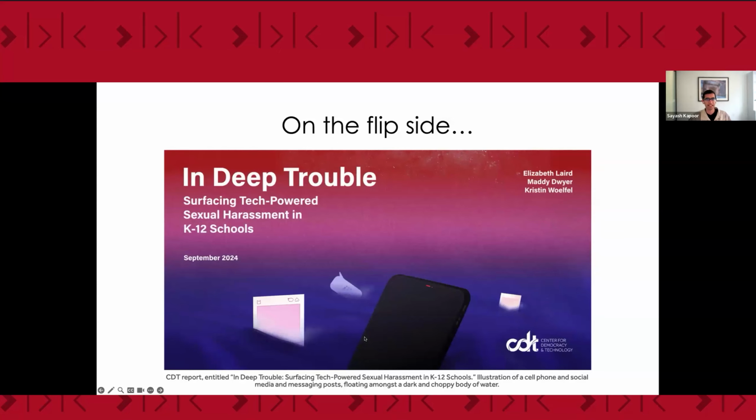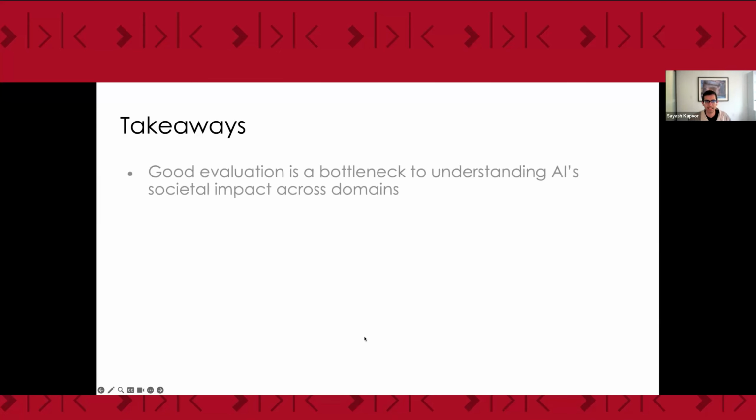Okay, so this brings me to the end of my talk. The few key takeaways that I want to highlight are that first, good evaluation is really important to understand AI's societal impact. It's not just important to understand how well AI systems work, but rather also to understand when and where we can use AI productively, and perhaps when and what tasks are best not left without the use of AI at this point.